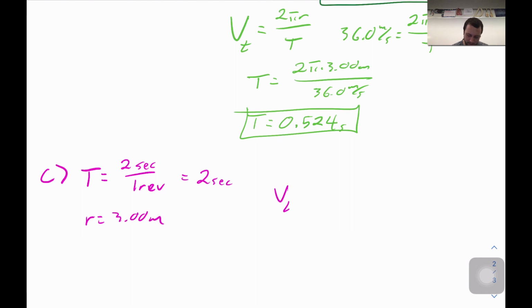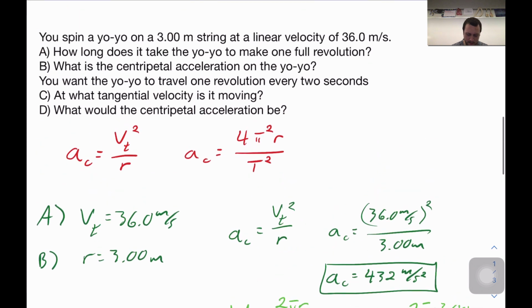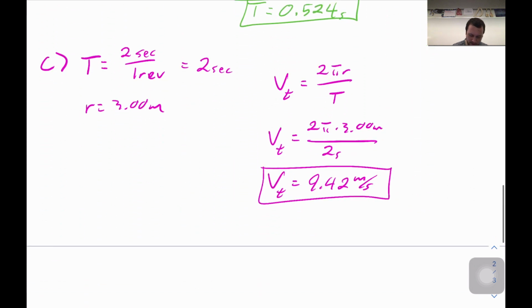So our new tangential velocity, 2 pi r divided by t, we work this through: 2 pi times the radius of 3 meters. Our time period is 2 seconds, so our tangential velocity comes out to really being pi times 3 because the 2's will cancel. So we get 9.42 meters per second. And then part D, what would the centripetal acceleration be?